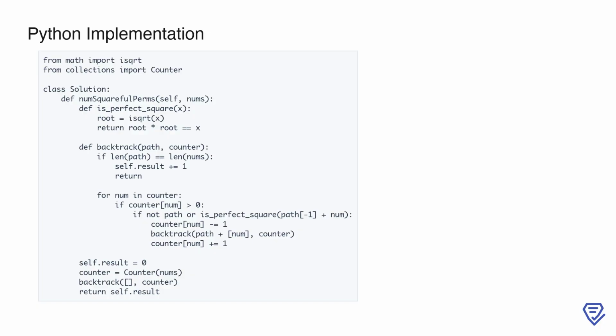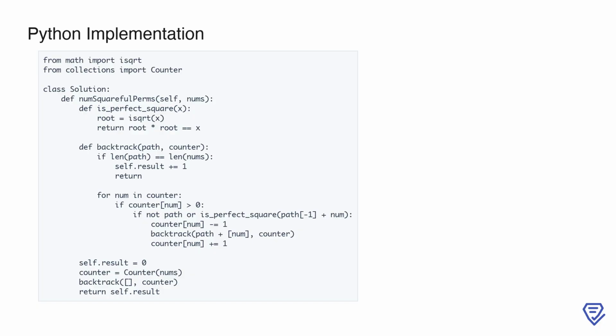2. Main function, numSquarefulPerms. We initialize a counter for the elements of nums using the Counter class from collections. This helps efficiently manage the frequency of each number during the recursive backtracking. The self.result variable is used to store the total count of valid permutations.